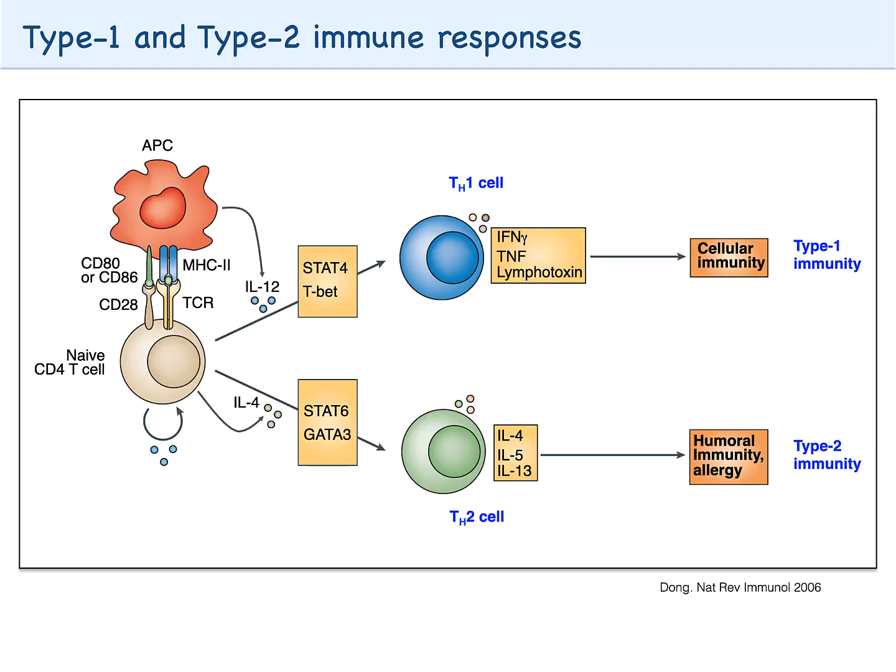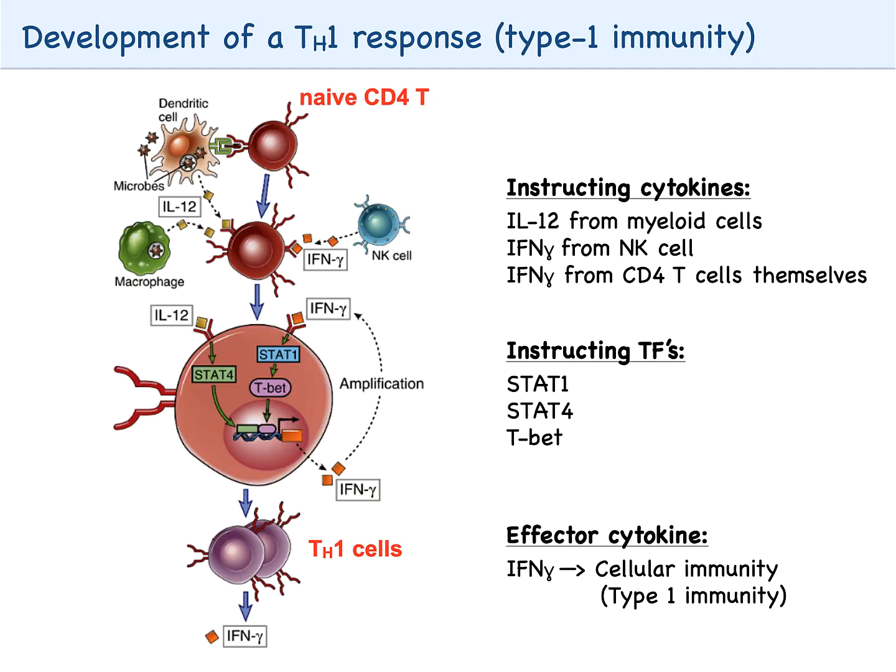This again is the same in a different graphic representation. You have the APC presenting signal 1 and signal 2, and then depending on the signal 3 that is produced, because different pathogens will induce a different combination of cytokines, you will have either upregulation of STAT4 and T-bet, leading to type 1 immunity, or upregulation of STAT6 and GATA3, leading to Th2 type 2 immunity. So let's see how this works a bit graphically.